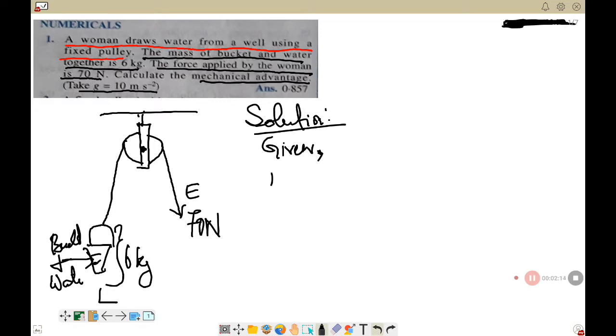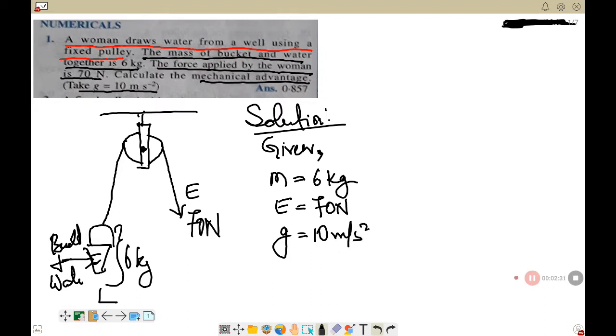Here mass, that is M, equals 6 kilogram. The woman is applying the effort, that is E equals 70 Newton, and the acceleration due to gravity, that is g, is given, that is 10 meter per second square. Now the question is asking us to find mechanical advantage. You know the formula: mechanical advantage equals load by effort.